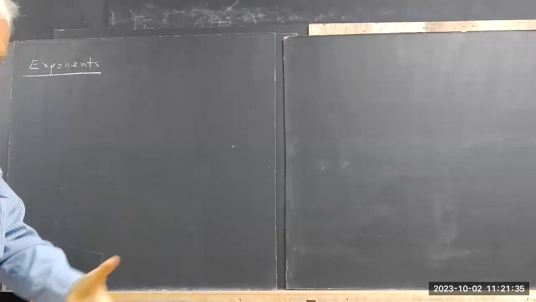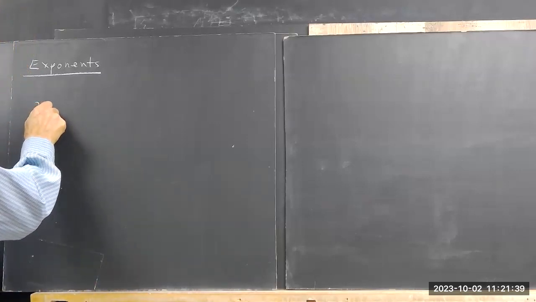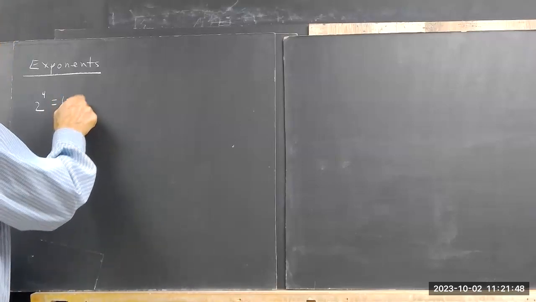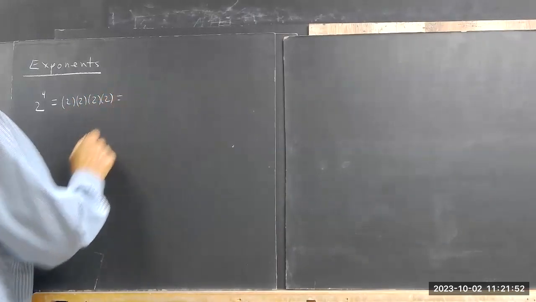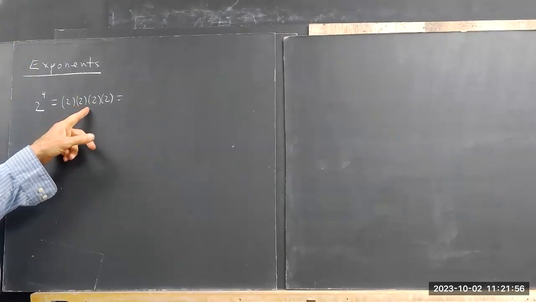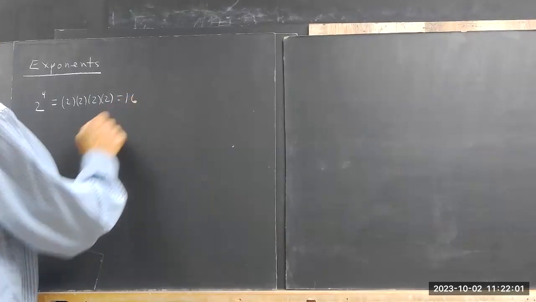Okay. First example of exponents. 2 raised to the 4th power means what? It means 2 multiplied by 2 multiplied by 2 multiplied by 2. Now, 2 times 2 is 4. You multiply that by 2, you get 8. You multiply that by 2, you get 16.